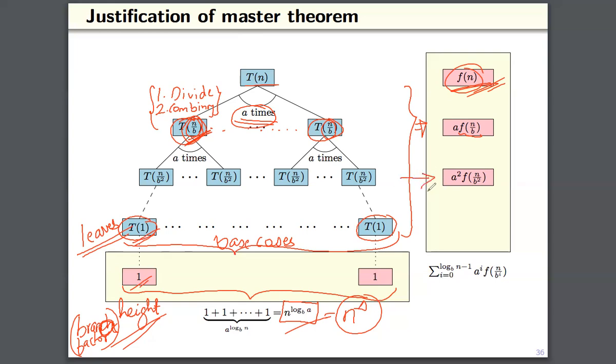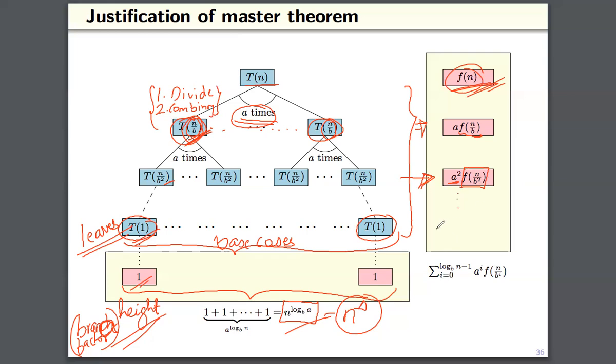Okay, at the next level, there are a squared number of subproblems because the branch factor is a. And so each subproblem does f of n by b squared amount of work for dividing and combining because the problem size is n by b squared. So the total amount of work done at this level is a squared f of n by b squared.